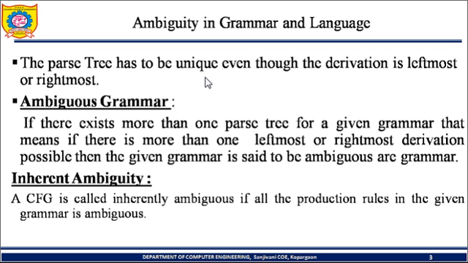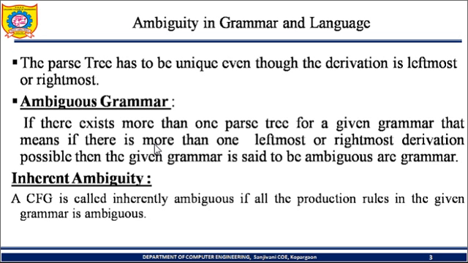If it is possible to draw more than one parse tree, more than two leftmost parse trees as well as rightmost parse trees, then we say that the given grammar is ambiguous grammar. So an ambiguous grammar is one where there exists more than one parse tree for a given string. That means if more than one leftmost or rightmost derivation is possible, then the given grammar is said to be ambiguous grammar.